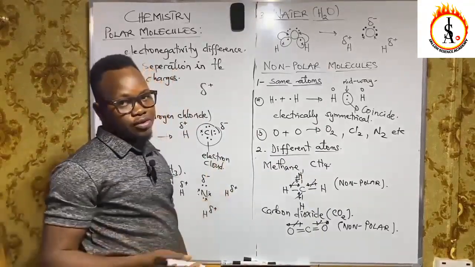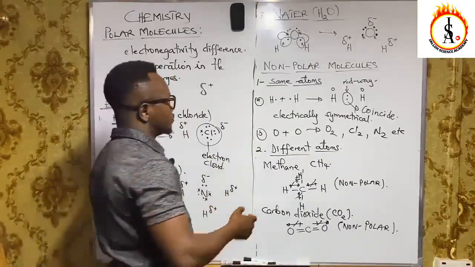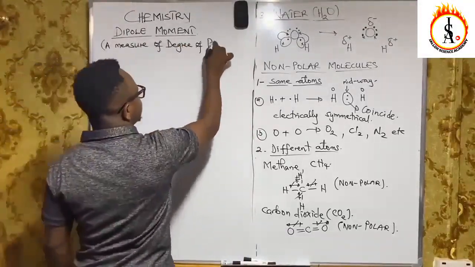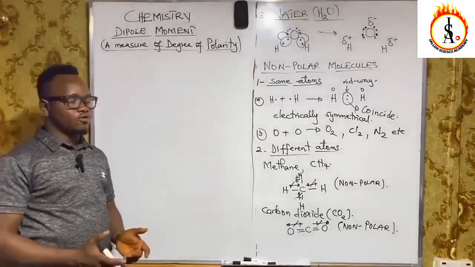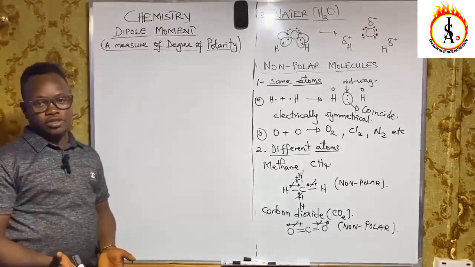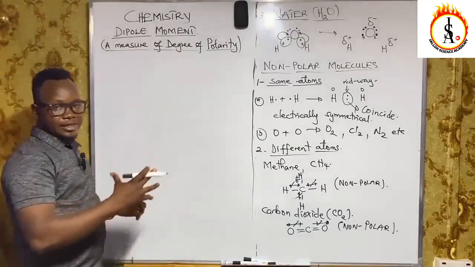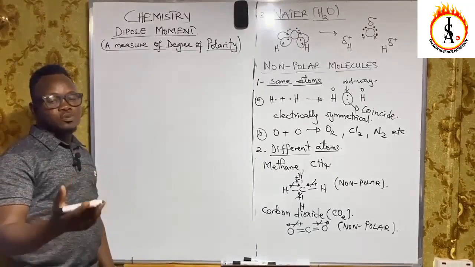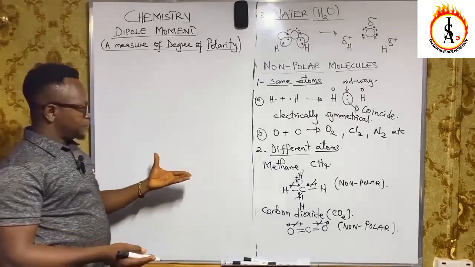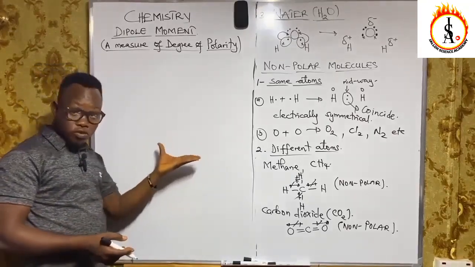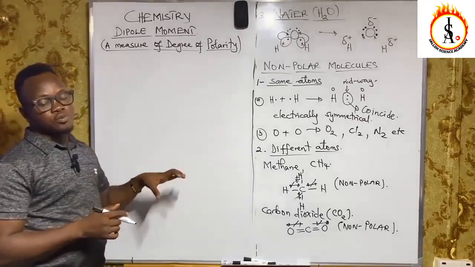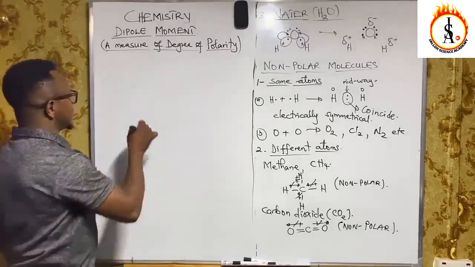So next up, we are going to look at dipole moments. For dipole moments, we talk of molecules that have two equal and opposite charges separated by a certain distance, and they are said to possess an electric dipole. So if you have molecules with two equal and opposite charges separated by a certain distance, those molecules are said to possess what we refer to as an electric dipole.